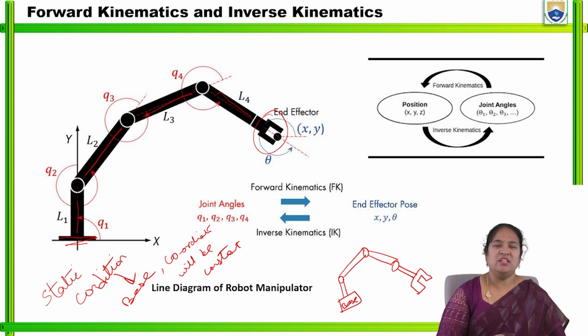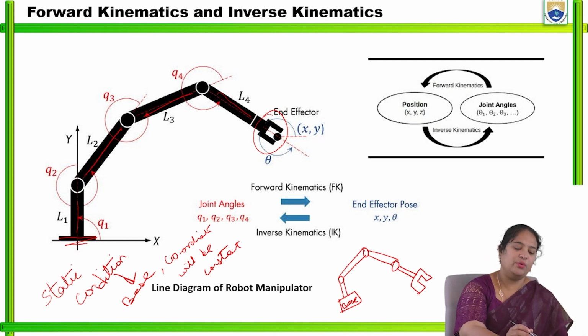There will be a change in the coordinate systems. That particular change in the coordinate system will be done with the help of the movement of the joints or the movement of the end effector. Right? That change in the coordinate system will be done with the help of the movement of the joints.